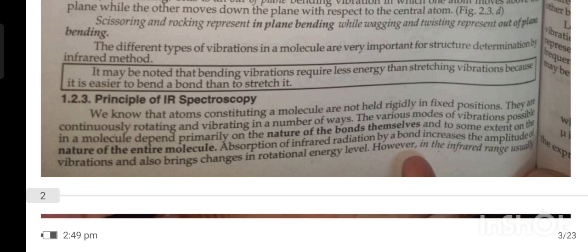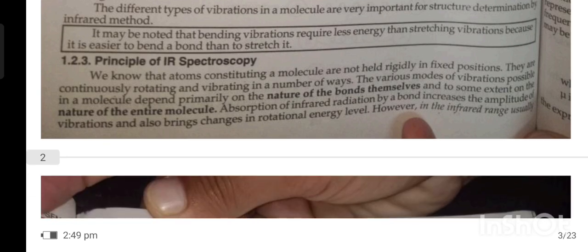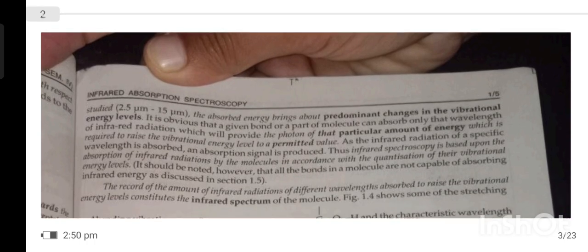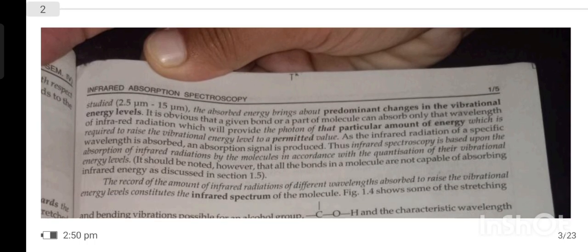Absorption of infrared by a bond increases the amplitude of vibration and also brings a change in rotational energy level. However, in the infrared range usually studied, 2.5 micrometer to 15 micrometer, the absorption energy brings about a predominant change in the vibrational energy level. It is obvious that a given bond or a part of a molecule can absorb only the wavelength of infrared radiation which will provide the photons of that particular amount of energy which is required to raise the vibrational energy level to a permitted value.